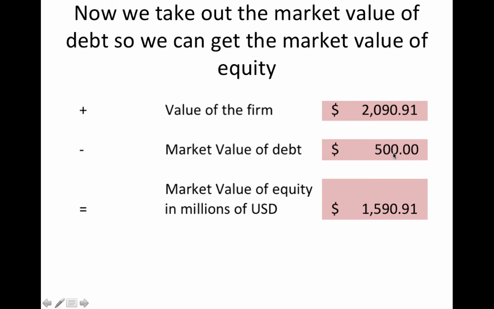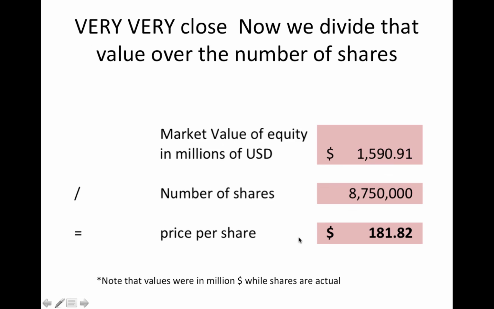I said that we have 500 million in debt. That gives us a market value of equity of 1590. 1590 divided by 8,750,000 shares gives us a value of 181.82. Make sure that these values here and these values here are expressed in the same base. So if this is 1500 million, this should be 8. If this is millions, this has to be millions as well. That's what I'm trying to say.